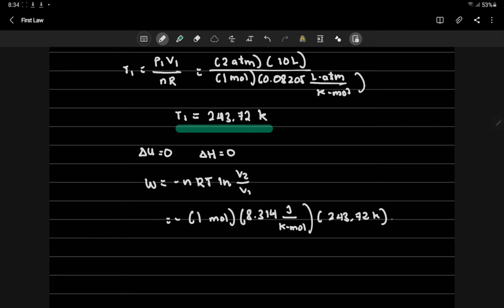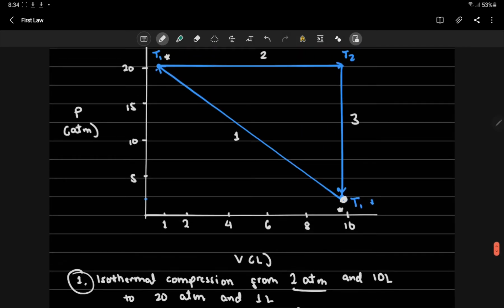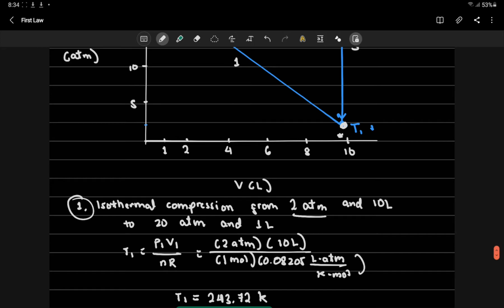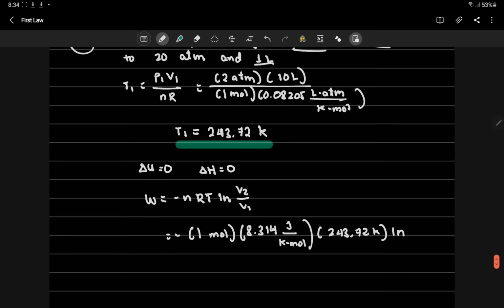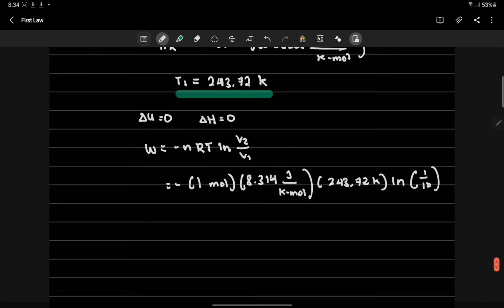And yung ln natin of V2 over V1. Ano ba yung V2? So, si V2, okay, it's 1 liter. And si V1 is 10 liter. So, that would be 1 over 10. So, ang lalabas na sagot dito will be 4,665.77 joules. Okay? Or if you wanna convert that to kilojoules, that would be 4.7 kilojoules.